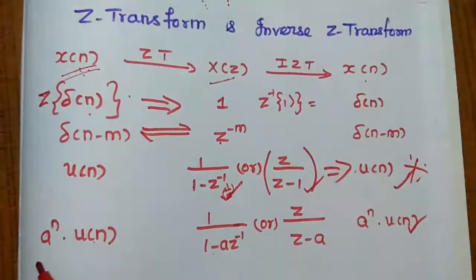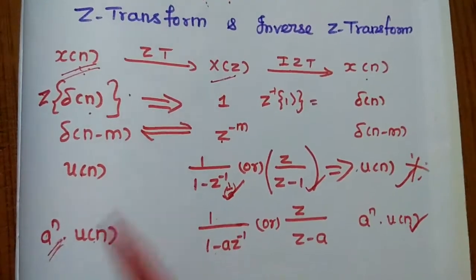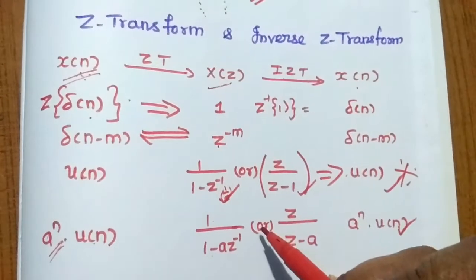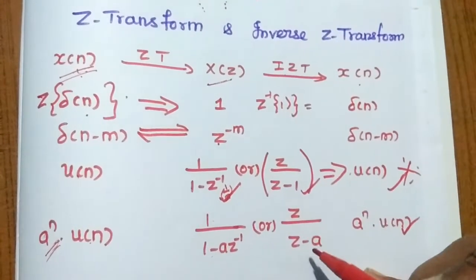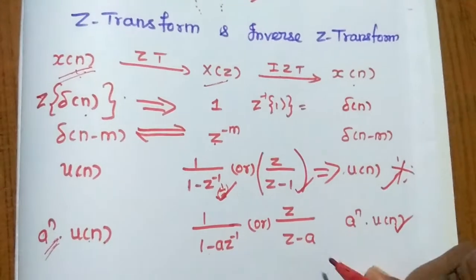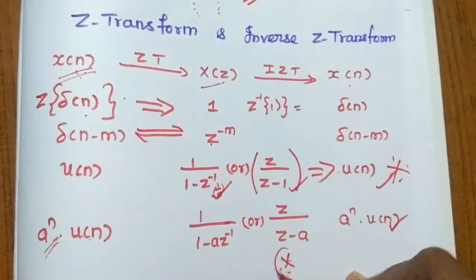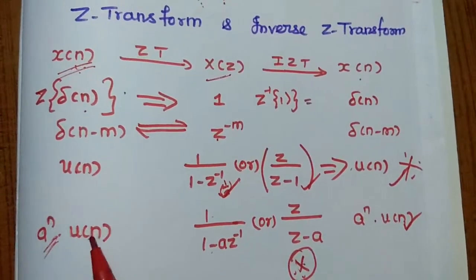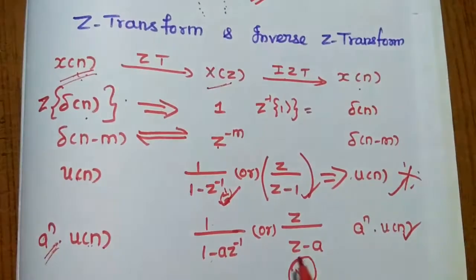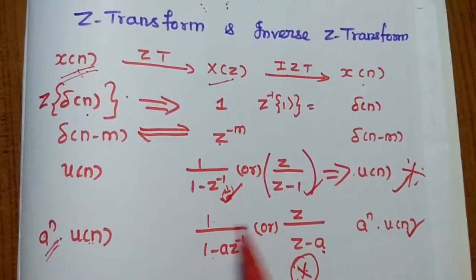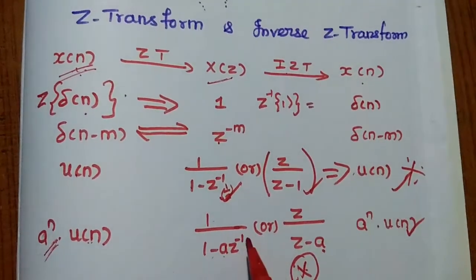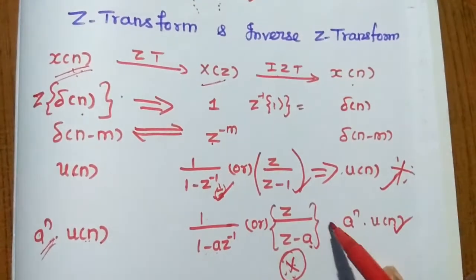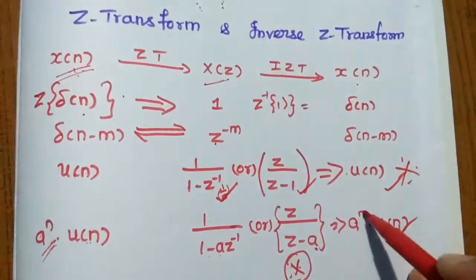So if u of n is multiplied with a power n, it means z inverse is multiplied with a. So this can be written as z divided by z minus a. This is also a very important formula. You can remember this: Z transform of a power n u of n is equal to z divided by z minus a, or 1 by 1 minus a z inverse.